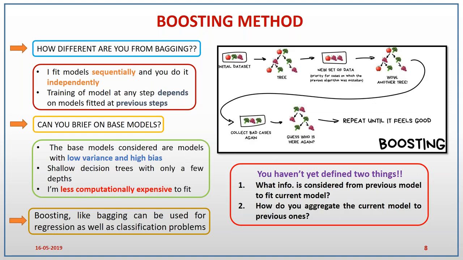Training of model at any step depends on the models fitted at the previous steps. So the base models, as I explained before, show low variance and high bias. Shallow decision trees with only a few depths. These gradient boosting trees are shallow trees, that's why there will be few depths. This is less computationally expensive. This can also deal with both regression and classification problems.